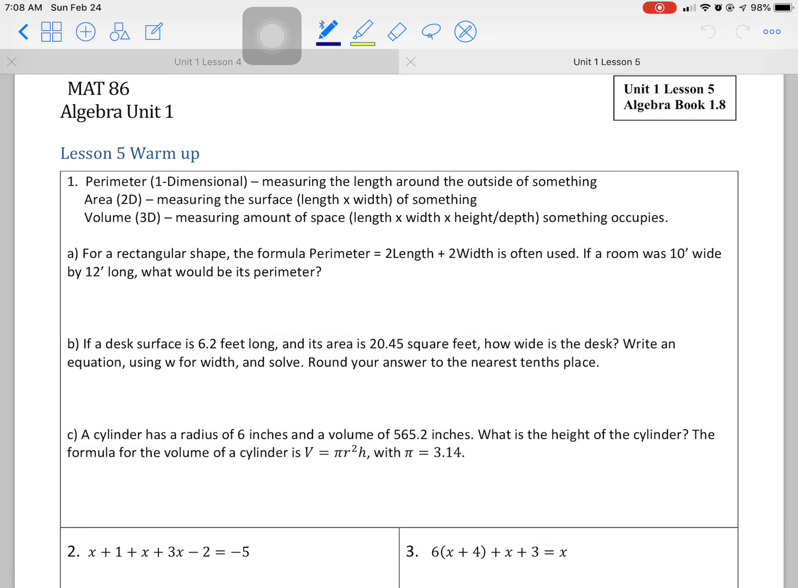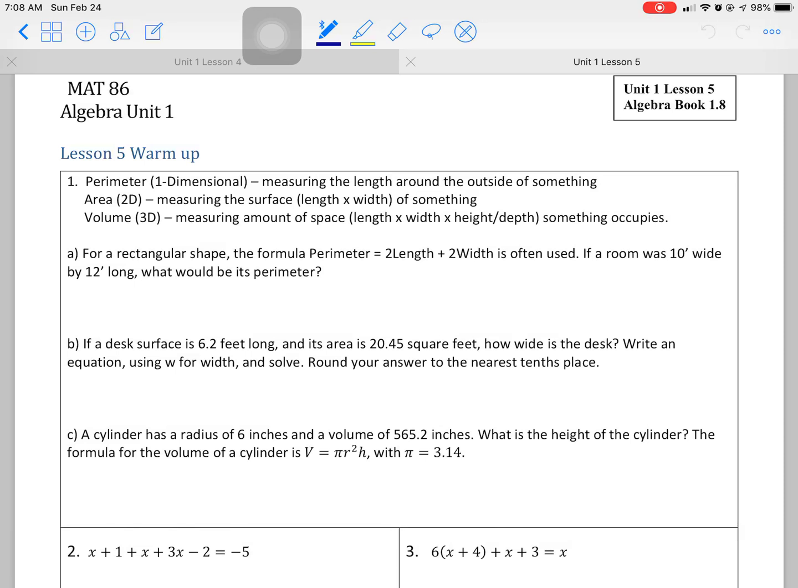Alright, Unit 1, Lesson 5, warm-up. Lesson 5 is a lot of word problems, so let's warm up on some ones we're familiar with. A perimeter is measuring the length around the outside of something. An area, you have a surface you're measuring, so length times width. A volume, you're measuring space, so length times width times height.